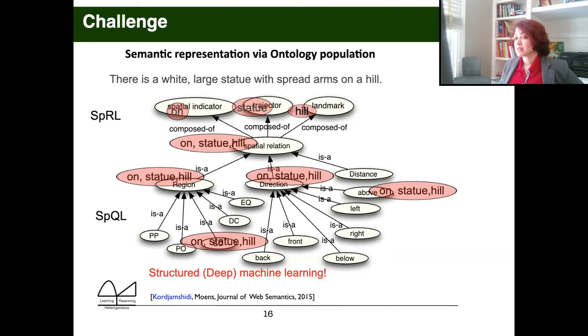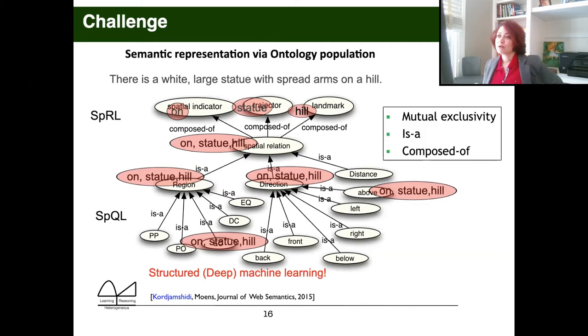This is a typical structured machine learning problem. And we also have structural properties that we want to preserve when we do such extractions from language. We want, for example, the is-a relationship to hold between the extractions. When I say some relationship is left, it should also be directional and spatial, so this hierarchy should hold. Or when I say a triplet is a spatial relation, then the parts should follow specific rules, like the third argument should be a landmark. Or mutual exclusivity, like I cannot have left and right at the same time for a specific relation type.